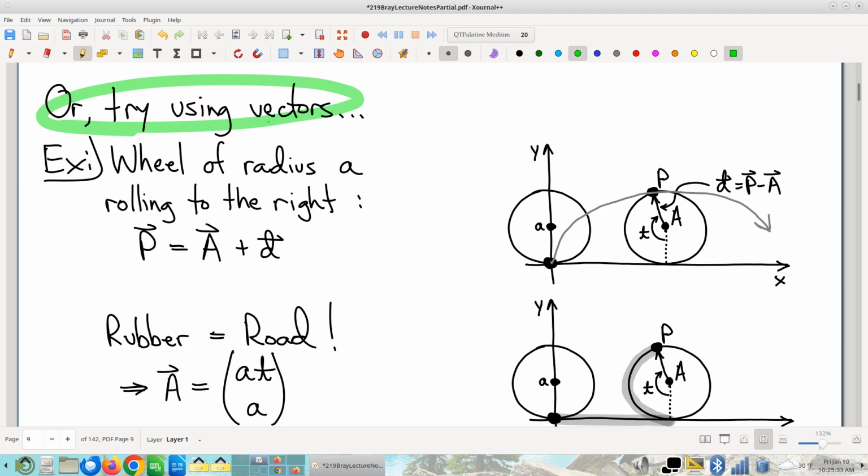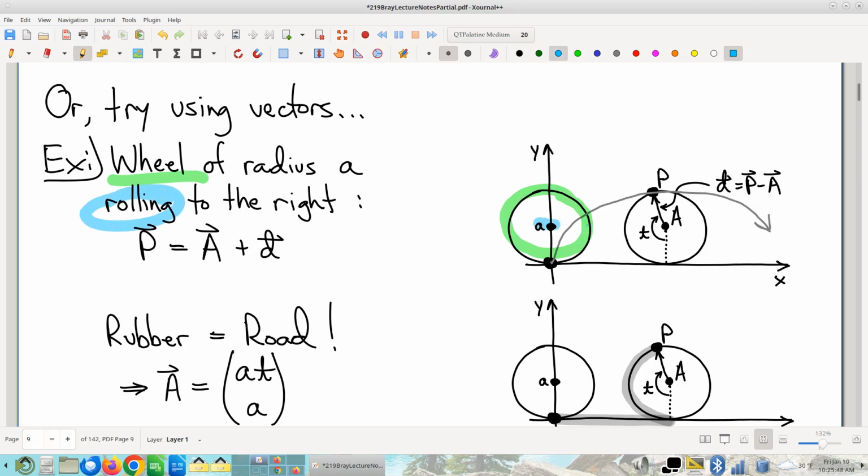So here we go. Now there's a lot of details in this example, so you have to bear with me. It's going to take us a while to think through all these details. We have a wheel, radius A, and it's rolling to the right on the ground, which is the x-axis. You imagine that wheel just kind of rolling along.